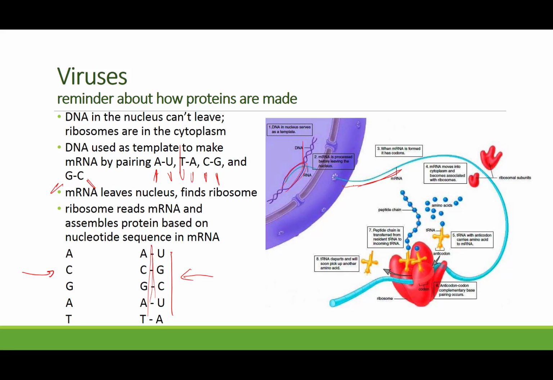can spool out of the nucleus, find itself a ribosome, and then the ribosome reads the sequence of the mRNA, and it assembles this string of amino acids based on the sequence that it read in the mRNA, which of course was built from the DNA back in the nucleus. Okay, so we're going to see in a minute that DNA and RNA viruses have slightly different ways of doing this work.